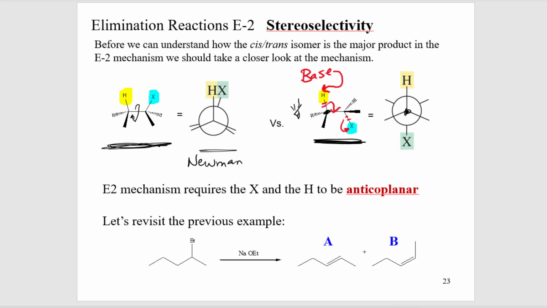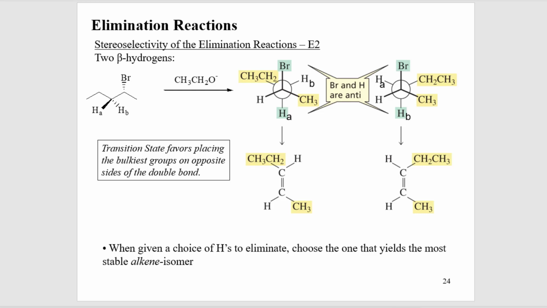In order for an E2 reaction to occur, you are required to have the hydrogen and the leaving group on those adjacent carbons anti to one another. If you cannot get them into that situation, E2 will not work. So let's revisit this last example we did on the previous slide, the one that gives us cis and trans. Another reason for why trans in this scenario, it's still a steric hindrance, but you can see it a little bit more here.